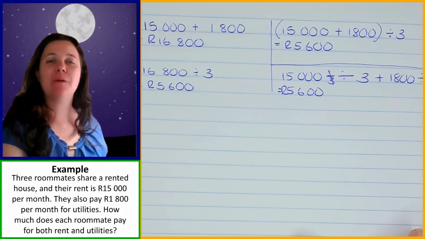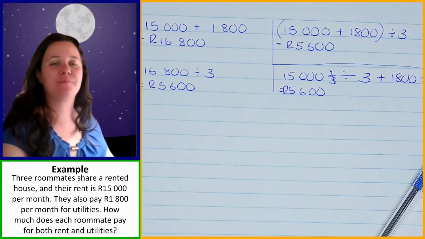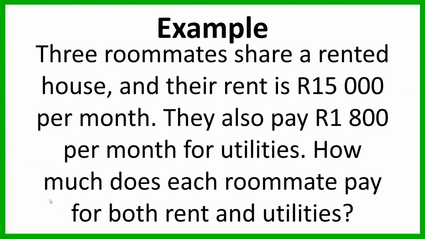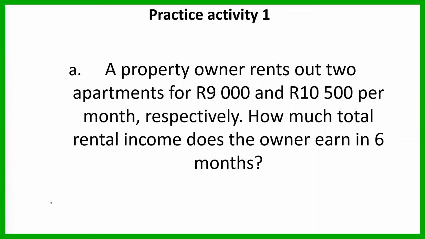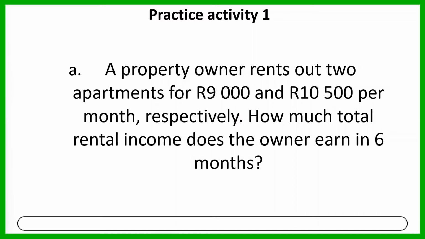5,600. Okay, so now I'm going to give you one that you're going to do for yourself. In this question, a property owner rents out 2 apartments for 9,000 Rand and 10,500 Rand per month, respectively. How much total rental income does the owner earn in 6 months? So I'm going to give you 1 minute to work on this question.